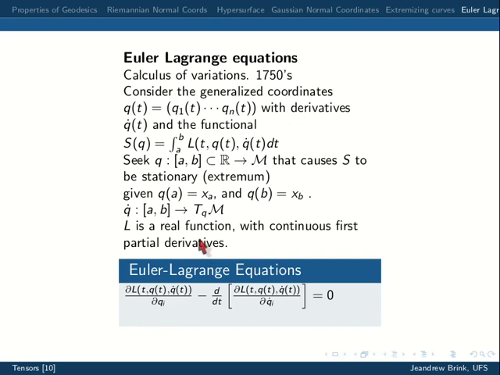In other words, you take whatever's inside, you take its partial derivative with respect to q, and you subtract the partial derivative of L with respect to q dot, and you take the time derivative of that. So you literally start with that L that's defined, work out these equations, and then what you get is exactly your geodesic equations. And that I'll prove to you.